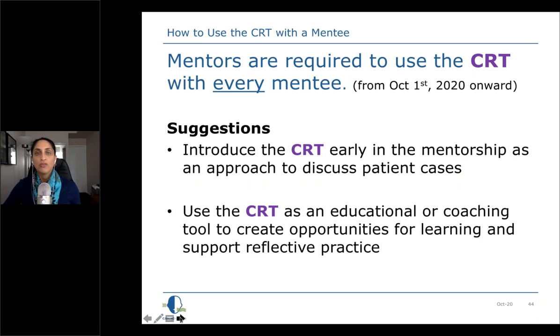So as a mentor, you are required to use the clinical reasoning tool with every mentee. For mentorships that start from October 1st onwards, you will see it reflected in the MSAT as well. Of course, you can use it for mentorships that you've already started before October 1st as well, if you wish to. Again, our suggestion is bring the CRT into the process early. Use it early in the mentorship as an approach to discuss patient cases. And use it as an educational and coaching tool to create opportunities for learning and support reflective practice.